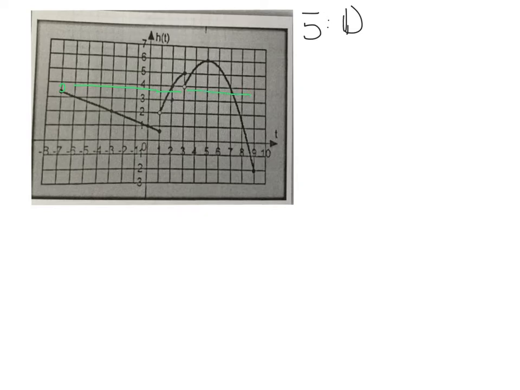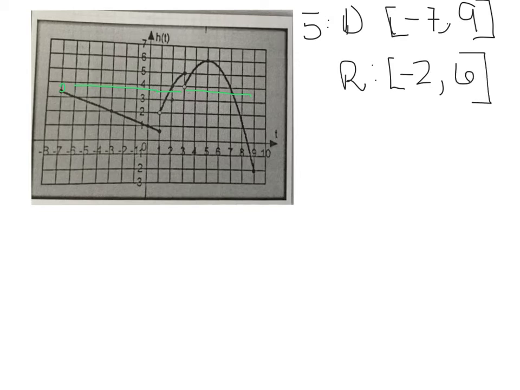So my domain is going to be from bracket, because I touch -7, comma, 9, and I'm also going to have another bracket there. My range is from top to bottom. So I'm going to do a similar idea. The lowest place that I start and I actually touch is -2. And I go all the way up till 6 and I touch it.